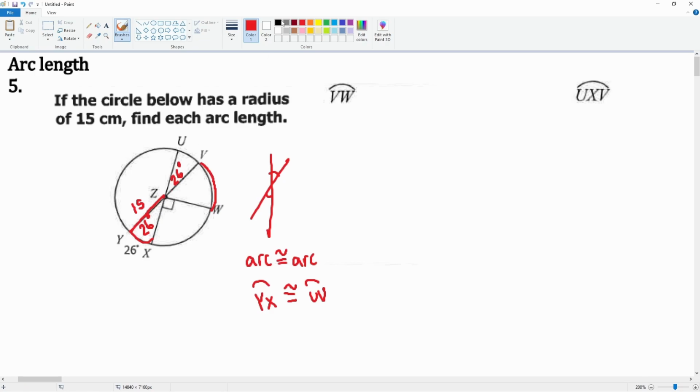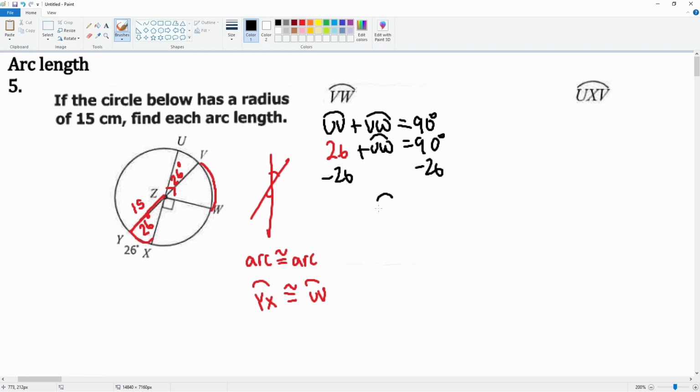Then we know that this forms 90. So we can say arc UV plus arc VW is equal to 90. And we know arc UV is 26, again because of vertical angles. We subtract 26 from both sides, and then you get arc VW. So we have 90 minus 26, which gets you 64 degrees.